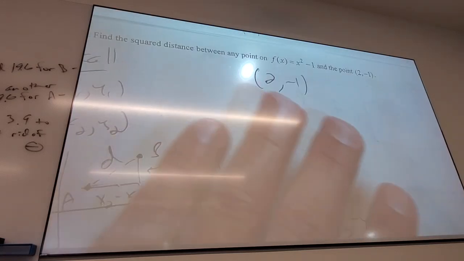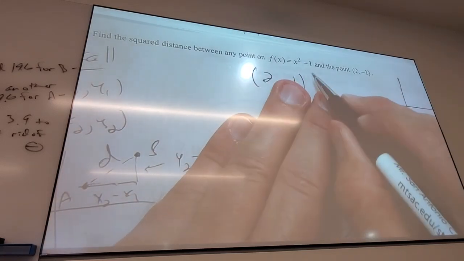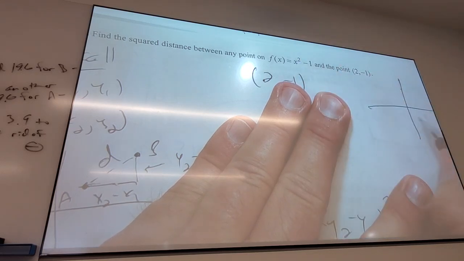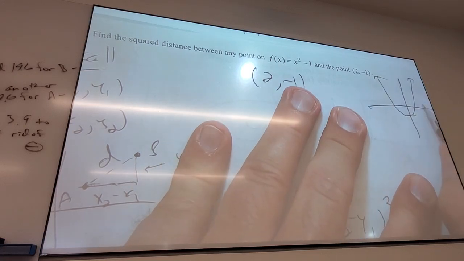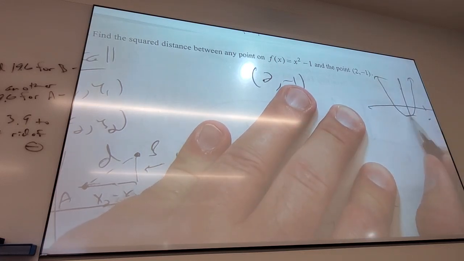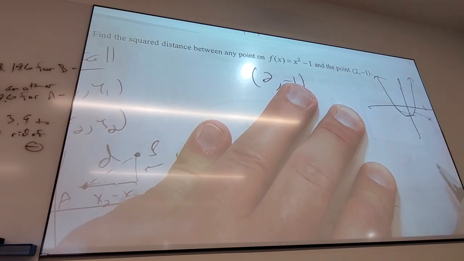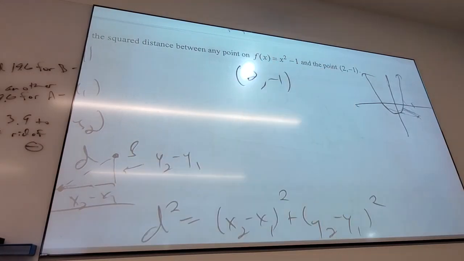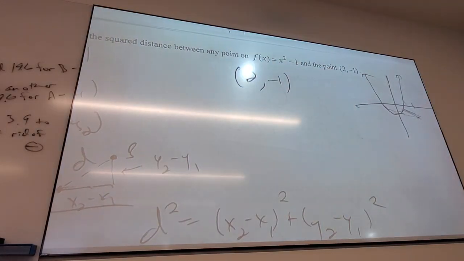So let me see. X squared minus 1, you guys with me that it's x squared, moved down 1? So that's really easy to graph. I'm not gonna make it perfect, I'm just gonna do it real quick. 2, negative 1 is over here. So I wanna know, if I have something coming around the corner here, when is it closest to this point? Do you see that? It won't be over here, that's longer. There's a sweet spot right there. Does everybody agree with me? So we're trying to figure out what is that closest approach.